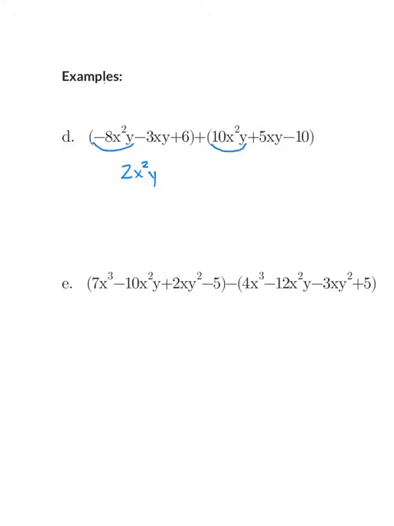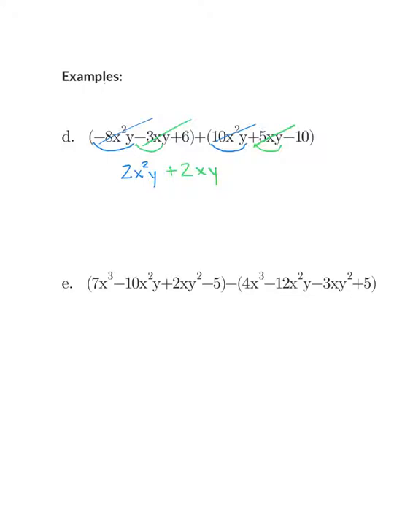My next one that I can combine is negative 3xy can combine with 5xy. We do have different signs, so we are going to subtract. We get 2. Keep the sign of the larger number. And then keep our variables exactly the same.